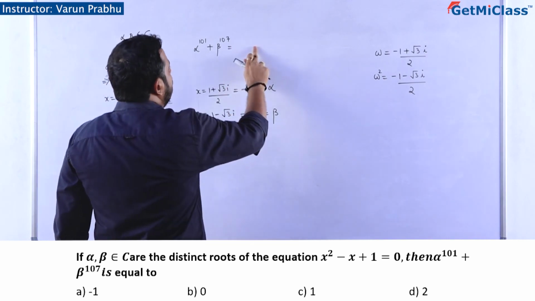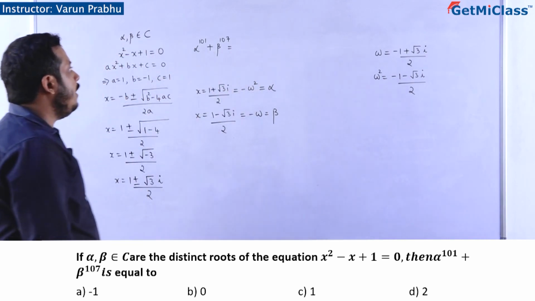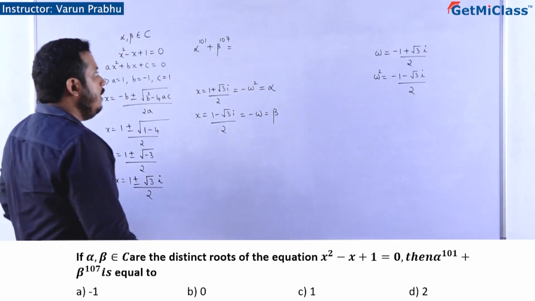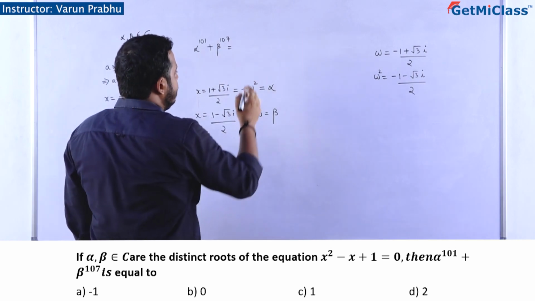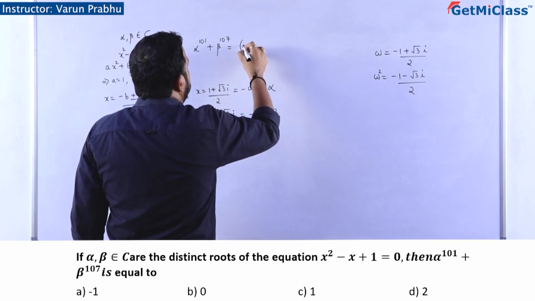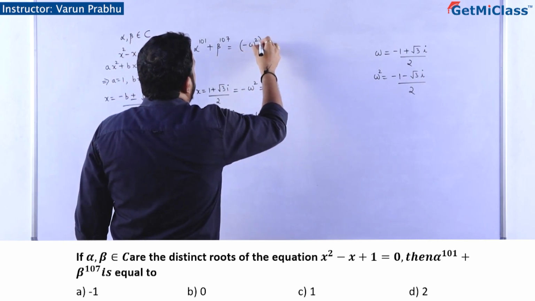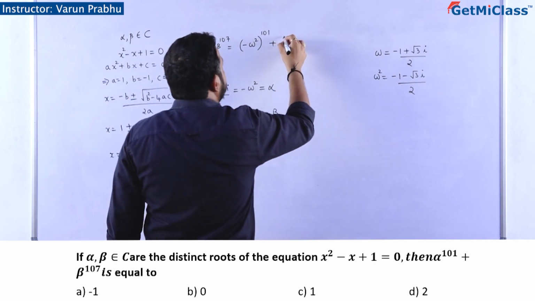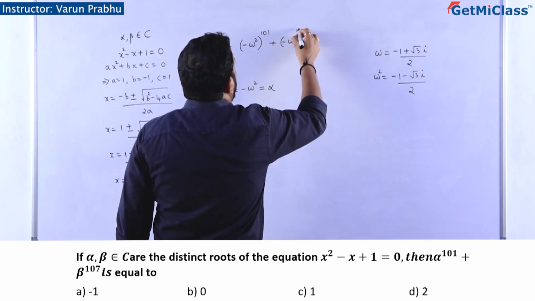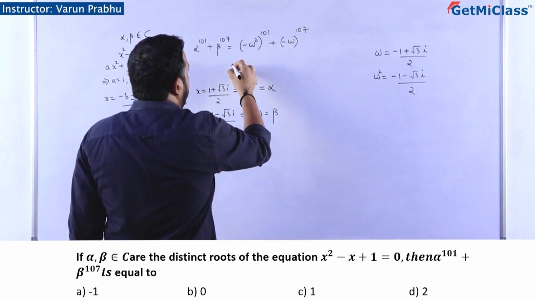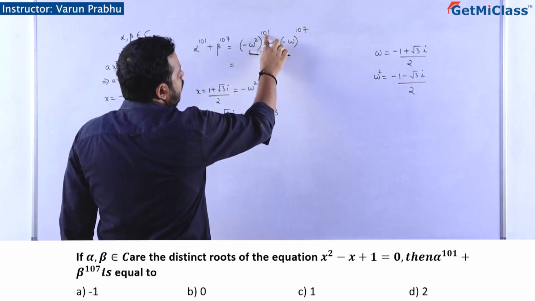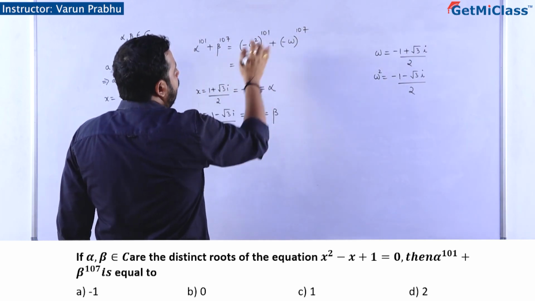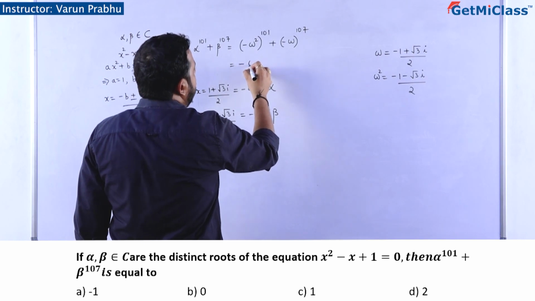Is it okay? Now the question is asking you to calculate the value of alpha to the power 101 plus beta to the power 107. So alpha is nothing but (-omega square) to the power of 101, plus beta, which is nothing but (-omega) to the power of 107. Now you see that the power here, for a negative sign, is odd. So definitely that minus sign will remain.